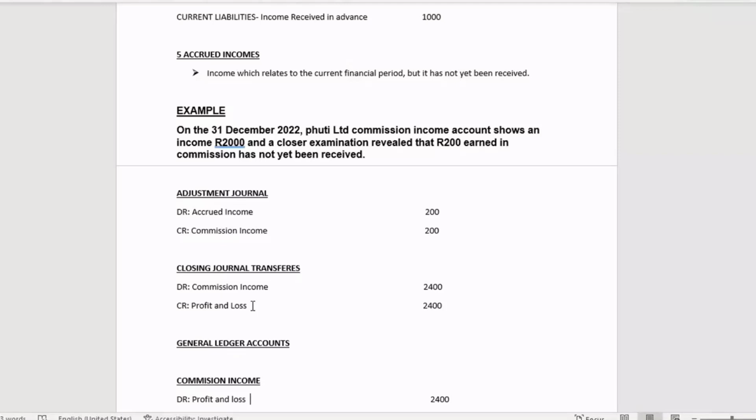Your adjustment journal will be debit the accrued income, and you're going to credit your commission income itself with an amount of 200 Rand. And then your closing journal transfer would be debit your commission income with an amount of 2,400 Rand. I think I made a mistake here. It's supposed to be 2,200 Rand. Let's look at the amounts. A closer examination revealed that 200 Rand in commission has not yet been received. Okay, sorry about that. It was actually for the previous 2 months that was not received.